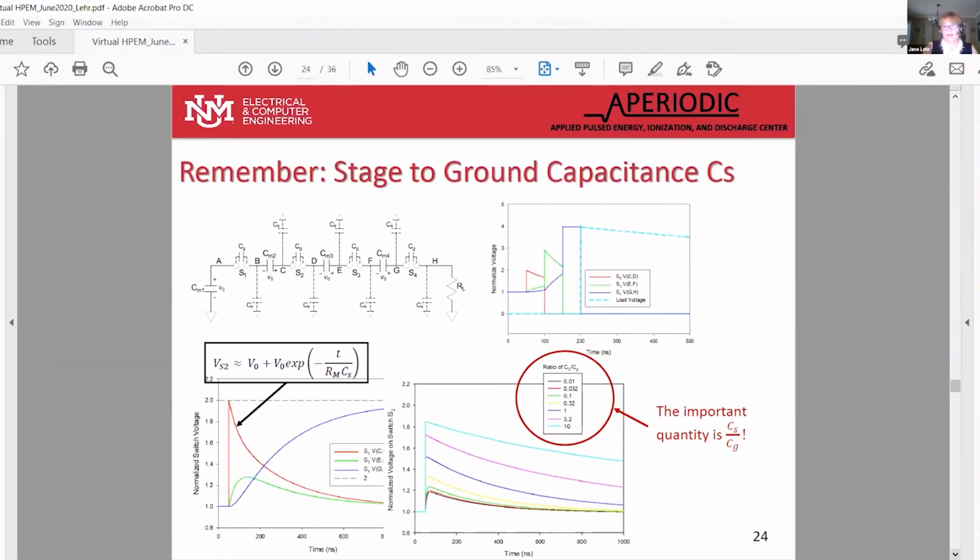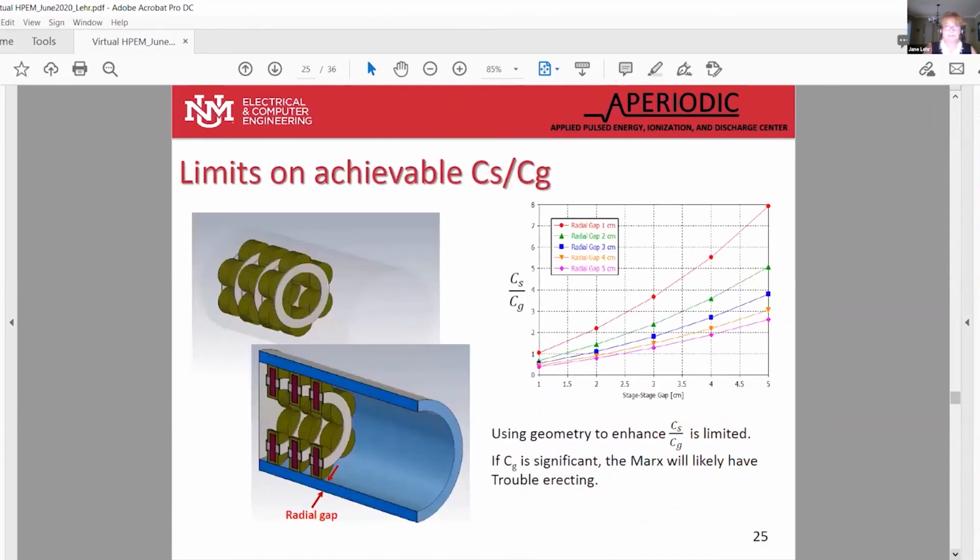And so when we go back and look at the stage capacitance, we find that really it's not the stage capacitance that's important, it's the ratio of the stage capacitance to the ground capacitance. So what this allows us to do is parameterize. We know for good erection, we need to optimize this ratio CS to CG.